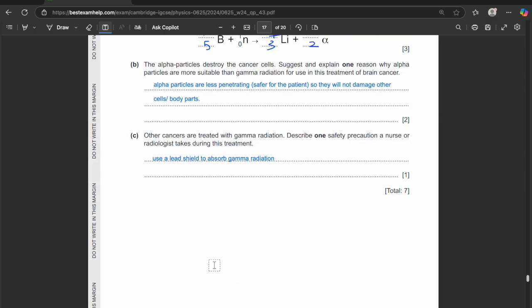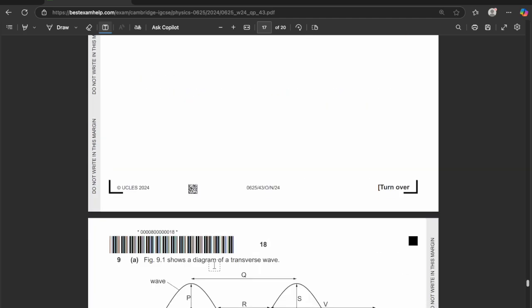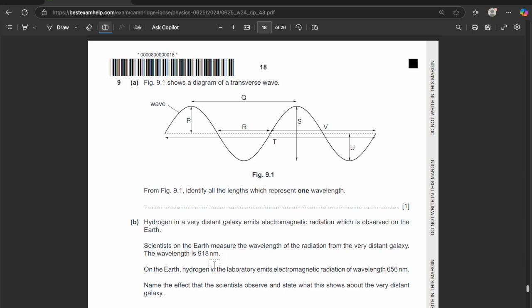You can also write something like reduce exposure time and increase the distance. But I think in practice, you have to do something you can really control about those time factors. Logically it works, right?